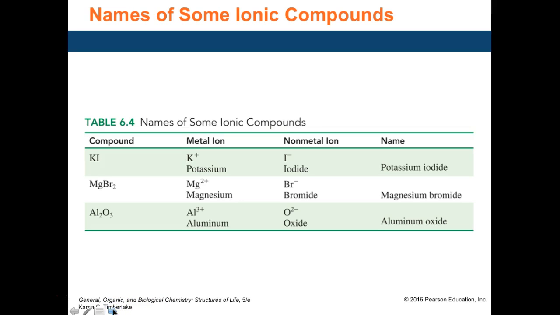So potassium iodide has the metal ion K+ and the non-metal ion I-. Magnesium bromide: magnesium is 2+, but the bromide is 1-. Okay, so you have two of them to give you the cancellation of the charges. Aluminum oxide would be Al2O3.